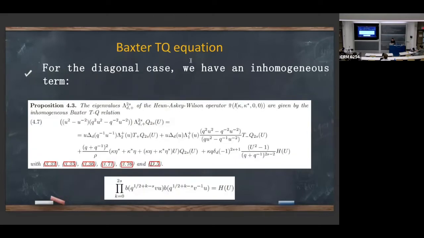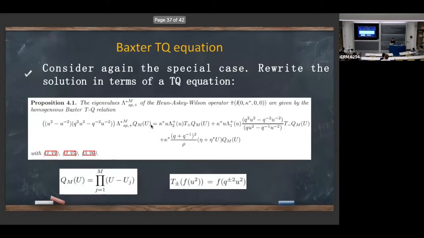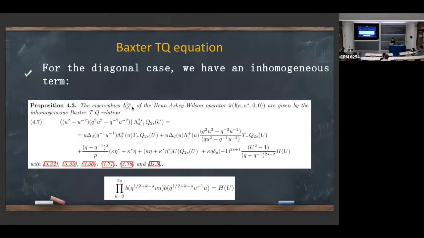And for the diagonal case, it's a similar structure, but the difference again is now this M. So here actually we have many TQ equations, one for each M. And for the diagonal case, this M is fixed to be 2S. So we have only one Baxter TQ equation. Okay, and the difference now is that we have all this part here, which is standard, but now we have this additional term, which is the inhomogeneous term.